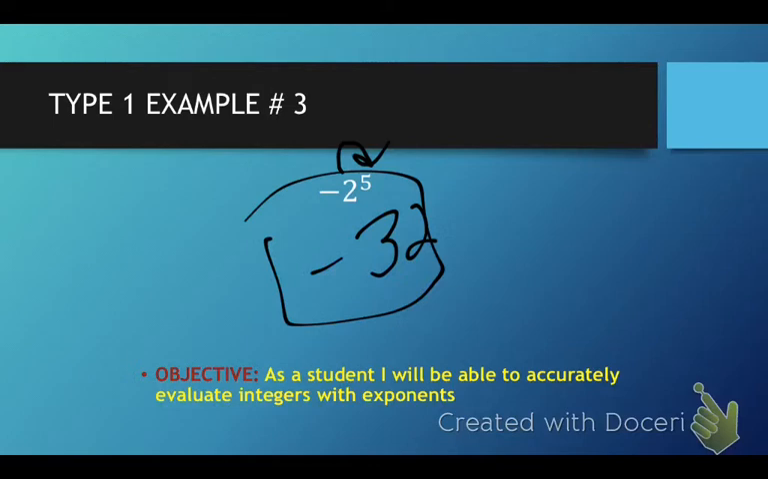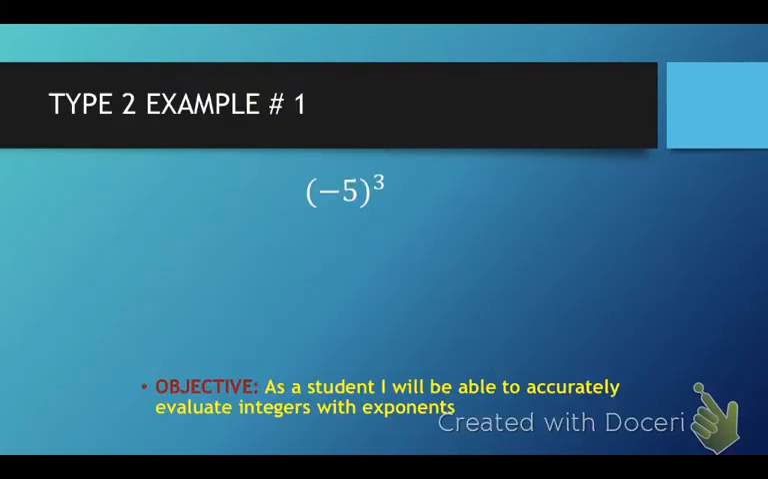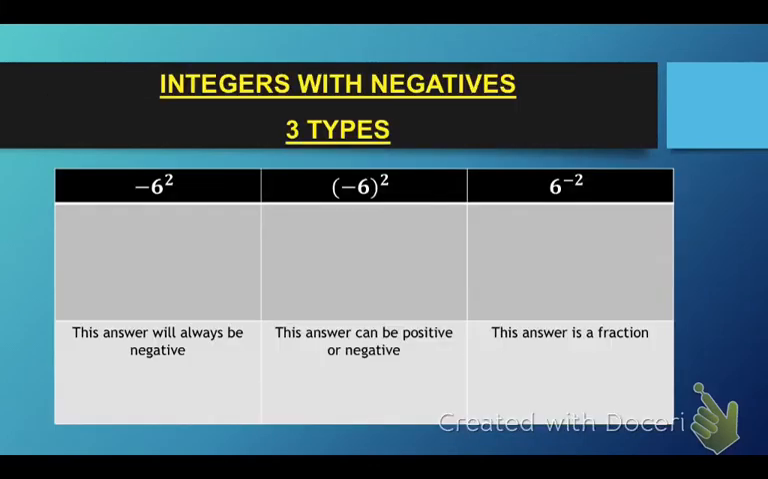Let's move on to type number 2. And type number 2, if we remember correctly, this one looks a little bit different because our base, you see our base has parentheses around it, which means the whole thing is going to the 2nd power. Okay? So now that exponent is squaring everything in those parentheses.